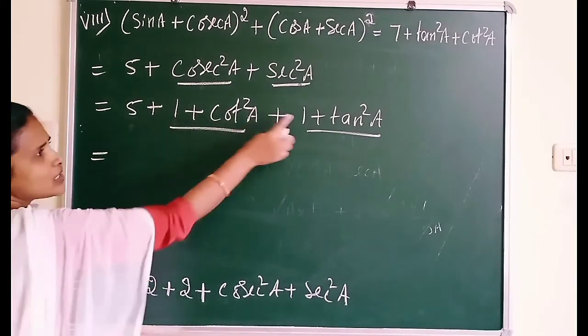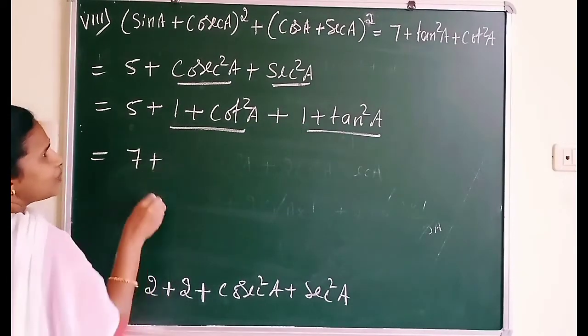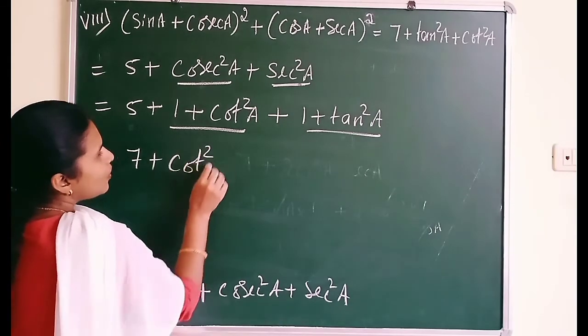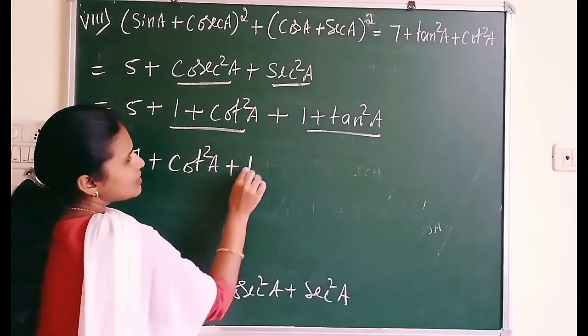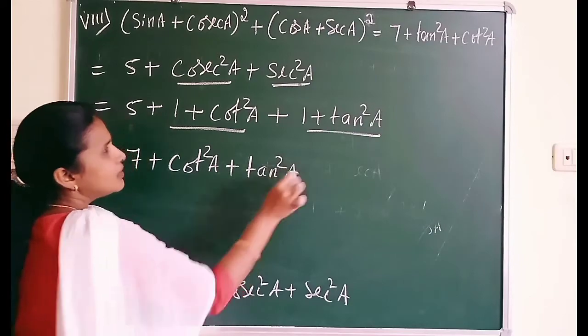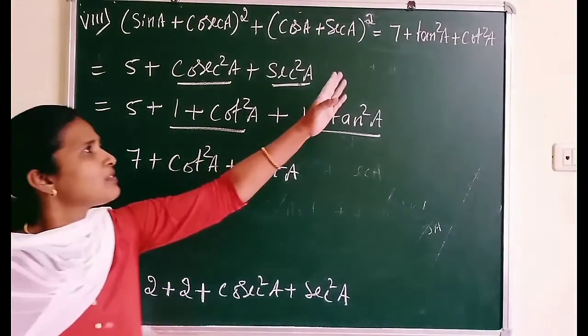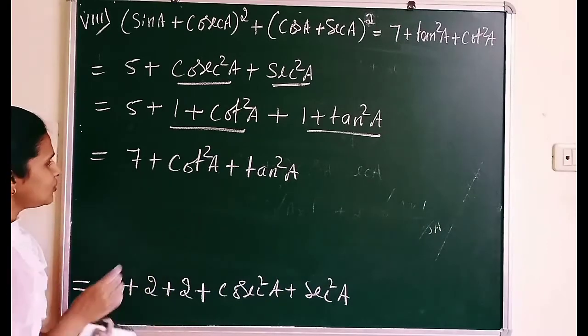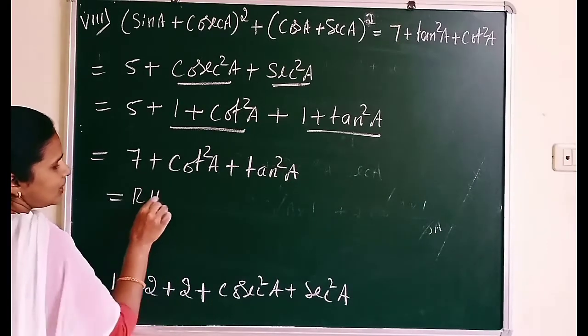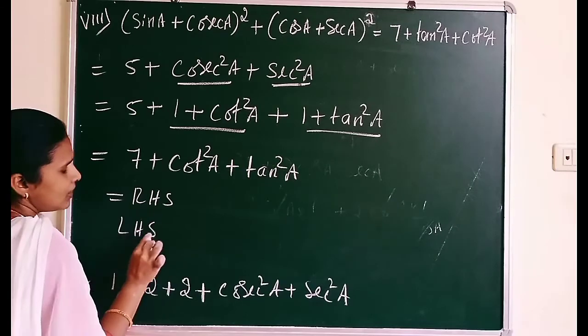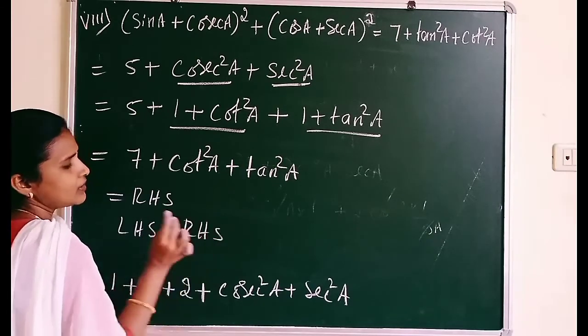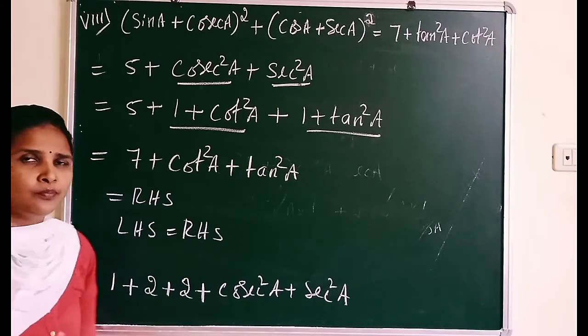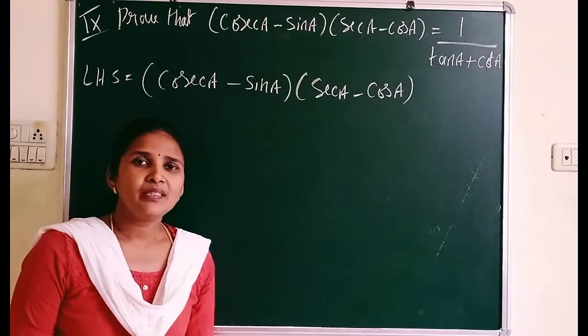5 plus 1, 6, 6 plus 1, 7. 7 plus cot square A plus tan square A. So you can see, observe the RHS, you have 7 plus tan square A plus cot square A. So this is your RHS. Again here we took LHS and we proved it as RHS. Hence the proof. Now let us continue with the 9th question.